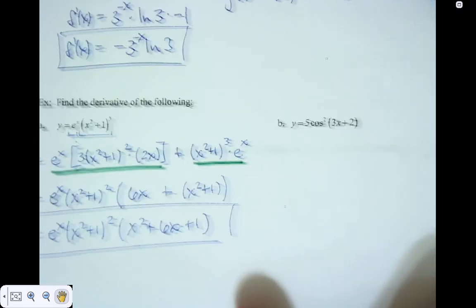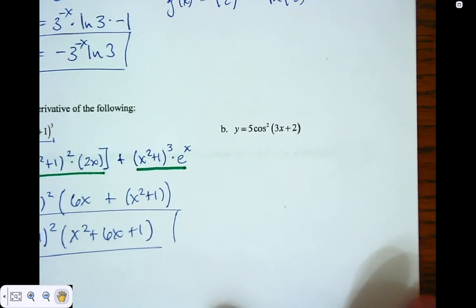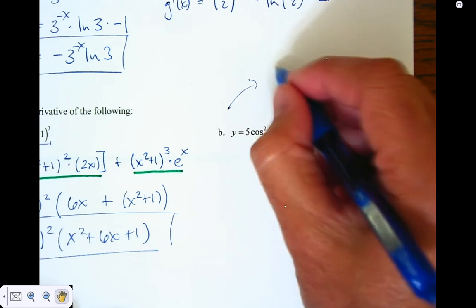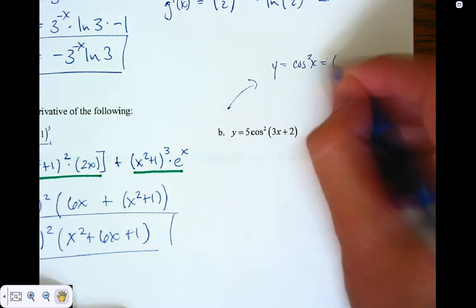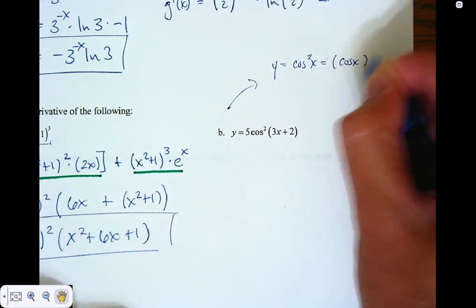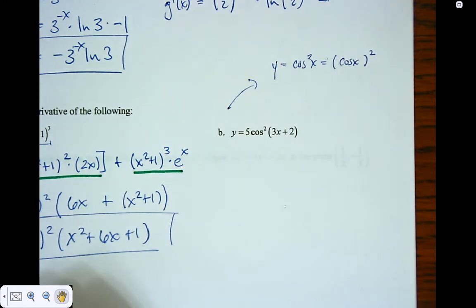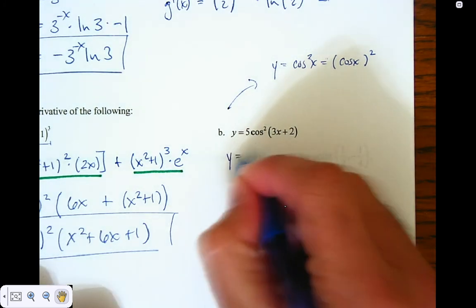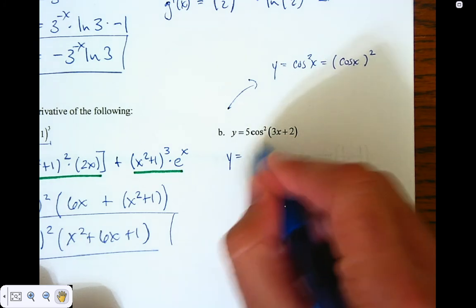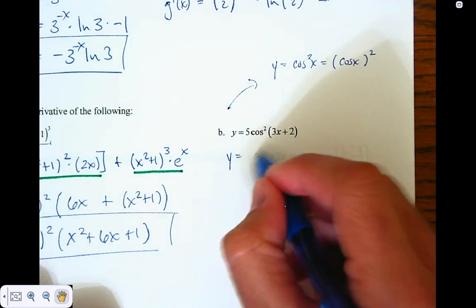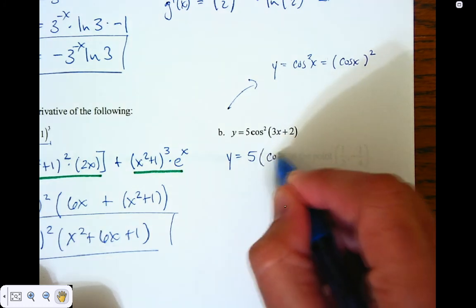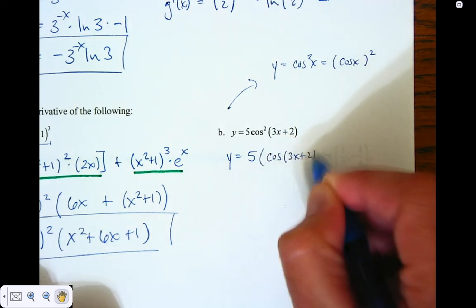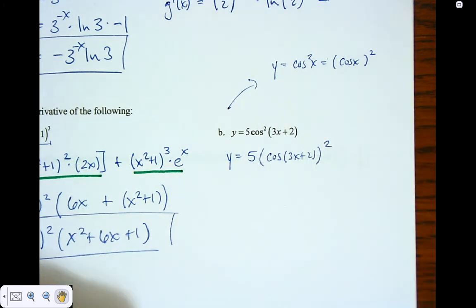All right, one more here. Let's take the derivative of this guy. So a little note, if you have y equals cosine squared of x, you guys really need to remember that that's cosine of x quantity squared. Okay, and so that's going to come into play here. I'm going to rewrite this up like that so you can see what it is. So this is really squared. So you could keep the 5 outside if you want, but really it's just 5 cosine of 3x plus 2 raised to the power of 2.